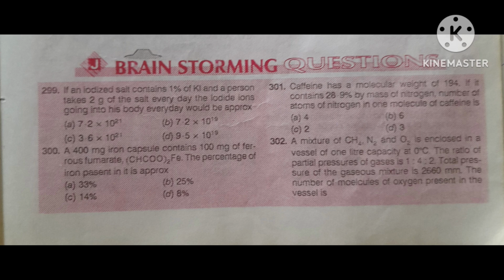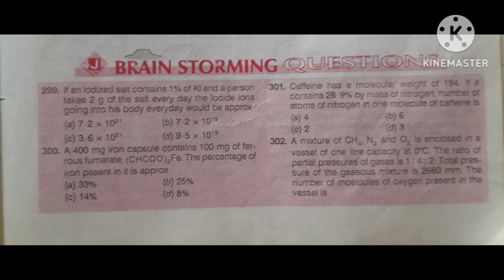In 400 milligram iron capsule, 32.9 milligram iron is there. Then for 1, then for 100, you will get the percentage. It means 32.9 divided by 400, into 100, you multiply by 100, then you will get 8.2.